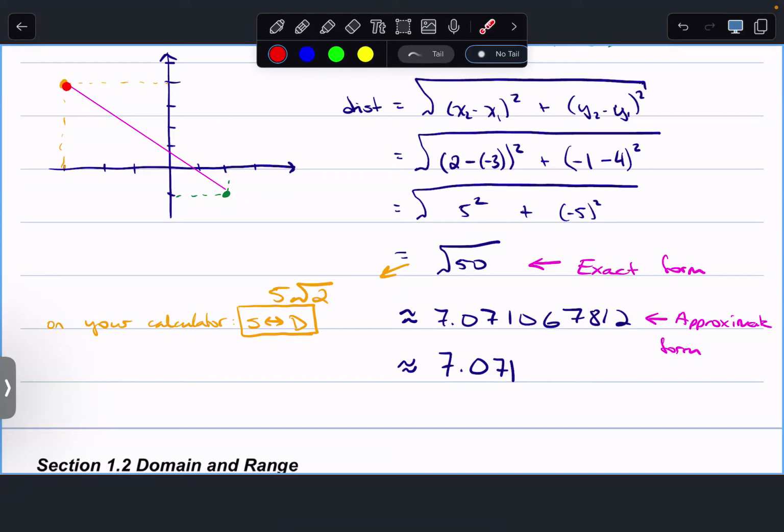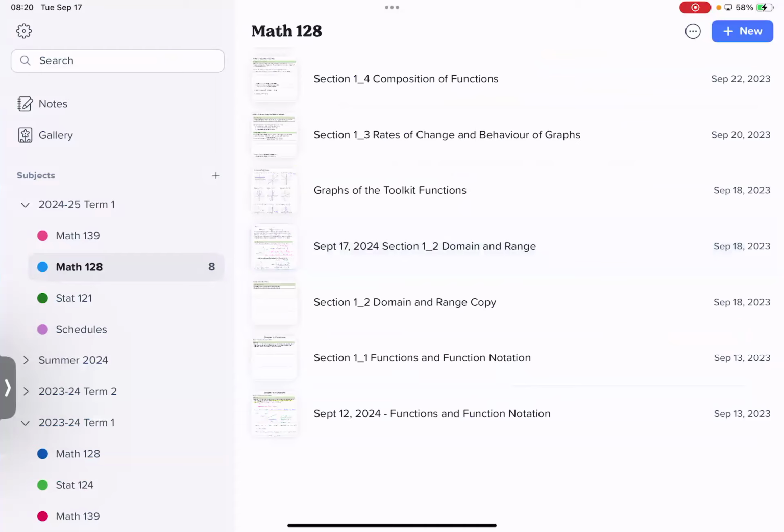You can confirm it by finding the distance between these 2 points on the x-axis. Should be 5, right? 3 out, 2 out makes a total of 5. And down 1 and up 4, well, that's a distance of 5. 5 squared and 5 squared, square root, just like that.